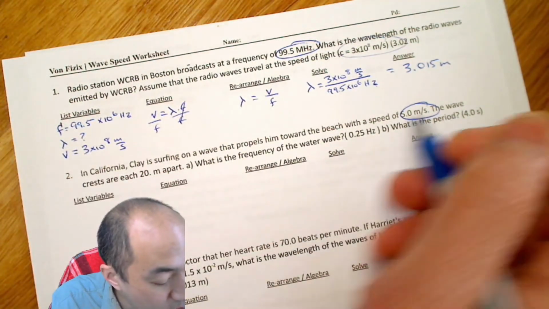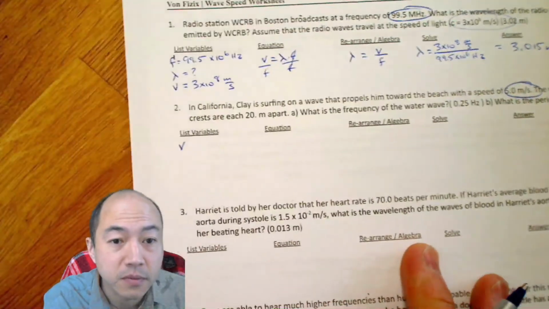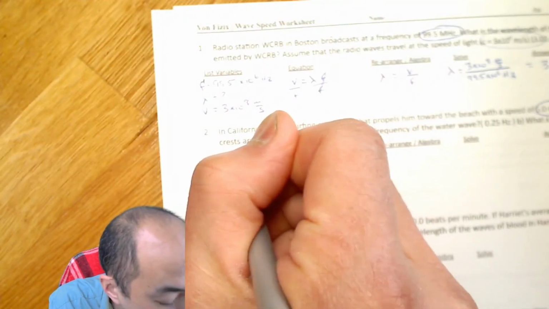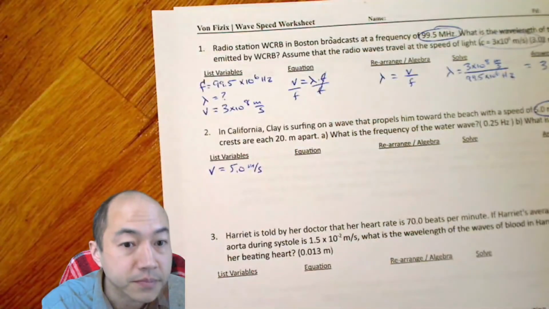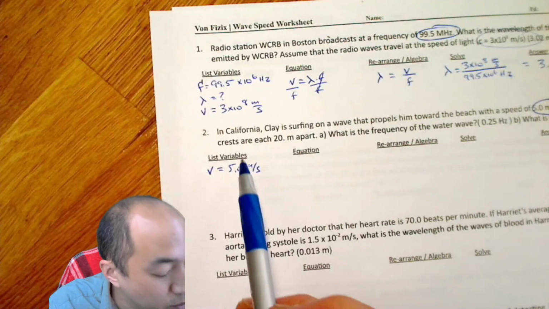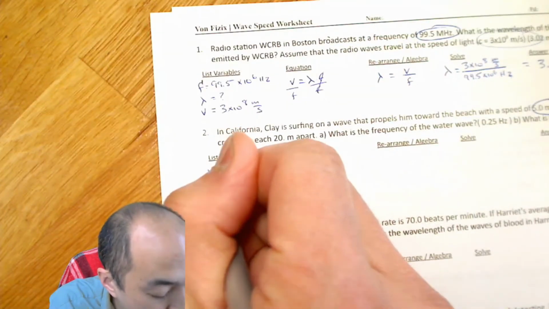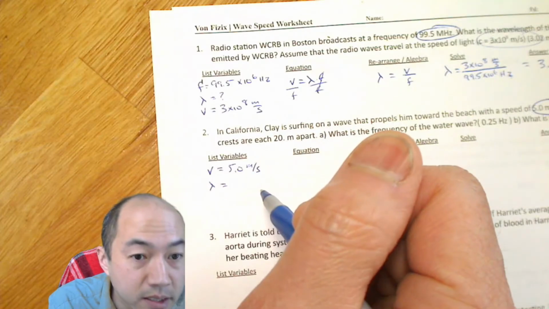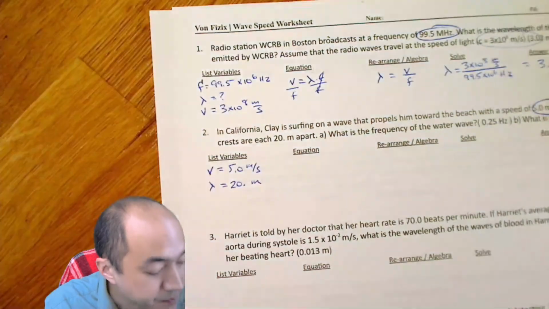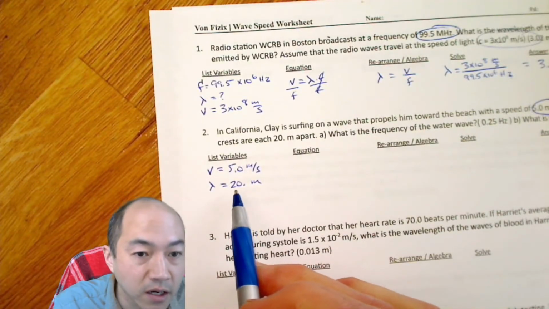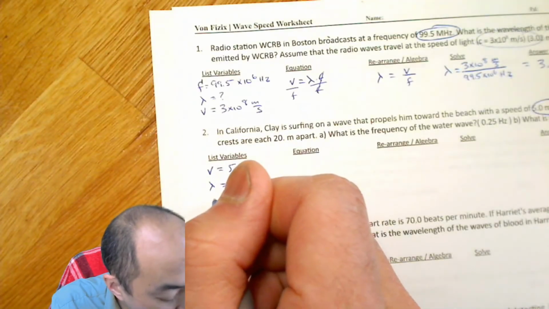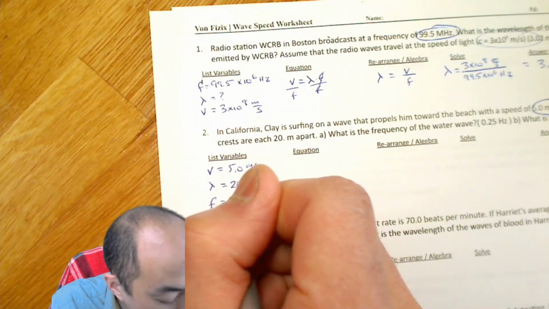So let's list our variables. We know that the velocity equals 5.0 meters per second. The next thing we know is that the crests of the waves are 20 meters apart, so that tells us what the wavelength is. Lambda, the wavelength, is equal to 20. meters. We put that dot there to show the significant digit, the 0 there. And we want to know the frequency, so f equals question mark.